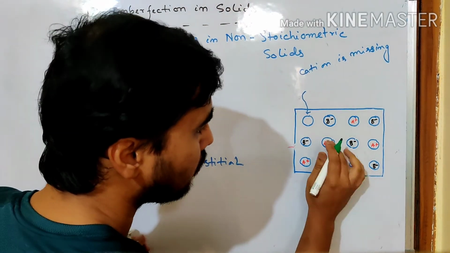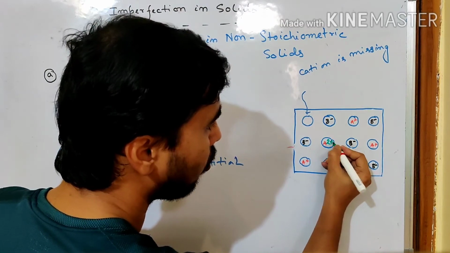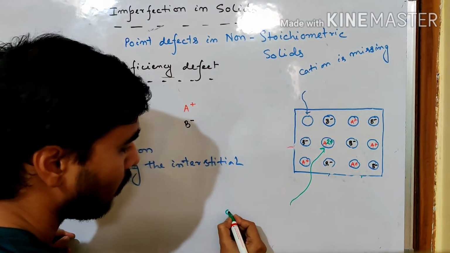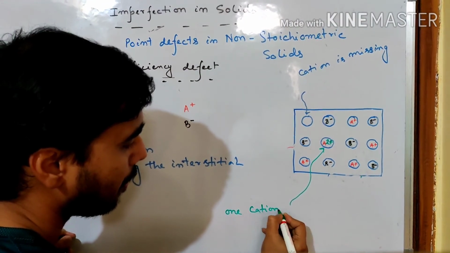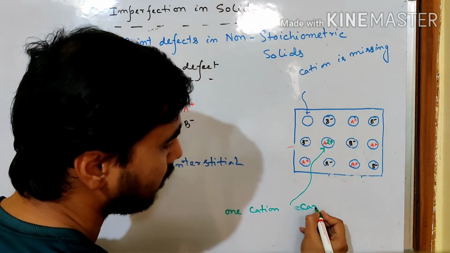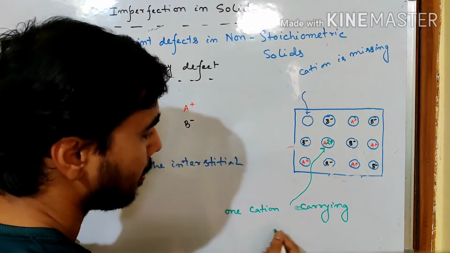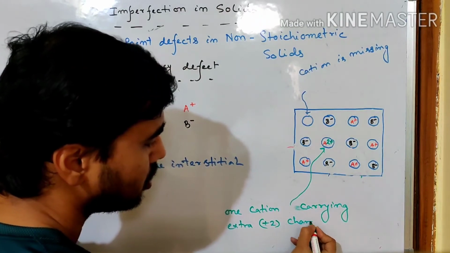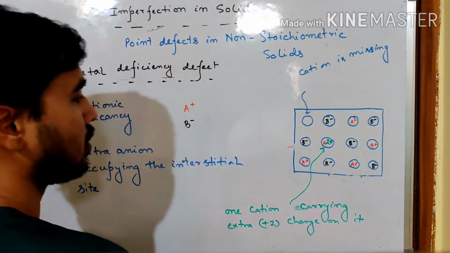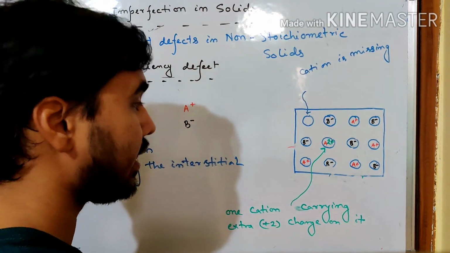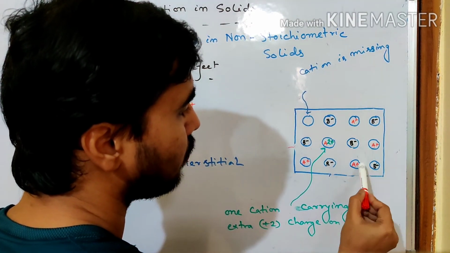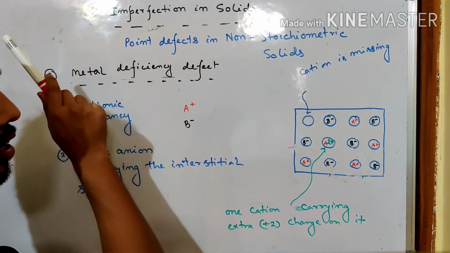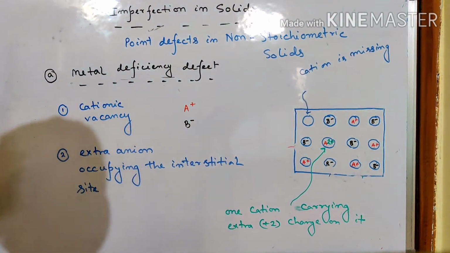Surprisingly, one of the cations in between will carry extra charge, that is +2 charge on it. So now you calculate the number of cations. It is 1, 2, 3, 4, 5, but anions 1, 2, 3, 4, 5, 6. So more anions than cations, that is why metal deficiency, but it maintains the electrical neutrality. Write it down.